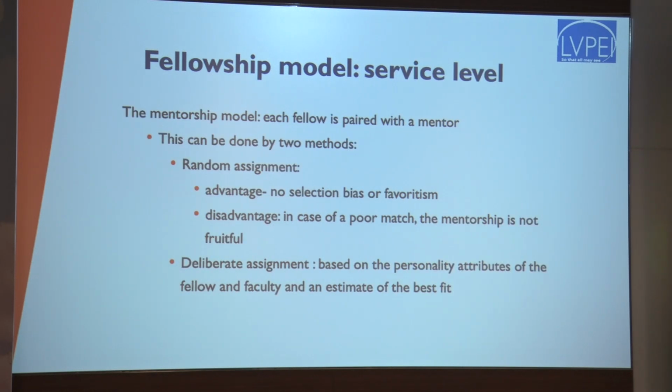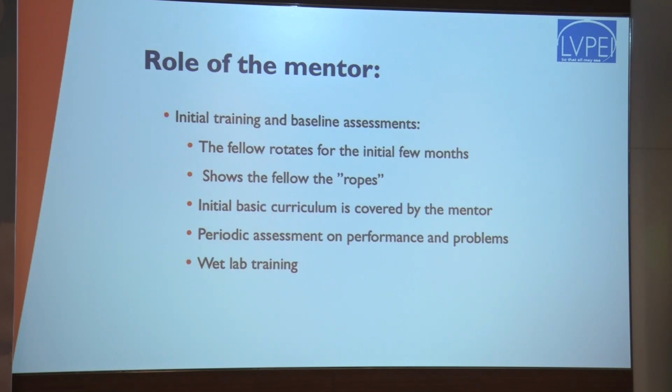Coming to the level of the individual service, say cornea, for example. So the model we follow is we have a mentorship model, and we found this very successful. Each fellow is paired with a mentor. Mentor is one of the faculty members in that department. So either we can randomly assign the fellow to the mentor, or better is to have a deliberate assignment where we match what we think the personalities are like, and that really works. It's a very good handshake in that case.